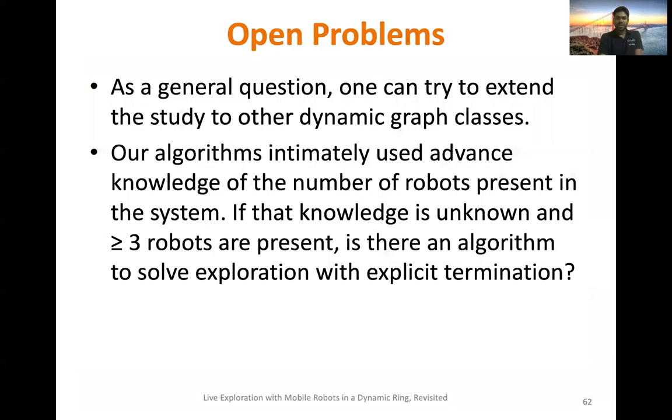As an open question, one very general direction is to extend this study to other dynamic graph classes beyond a ring, and also to different kinds of adversarial strategies, not only one edge removal, but maybe multiple edge removals and other strategies. And of course, another thing is that we are assuming in our algorithm that the robots know there are three robots in the network. This number of robots is known. Whether we can remove this and design an exploration algorithm with explicit termination is open.